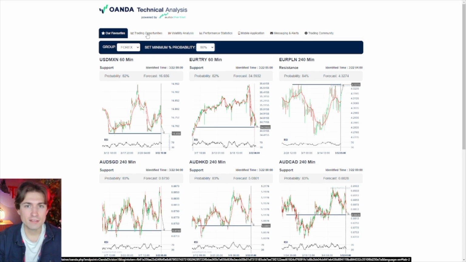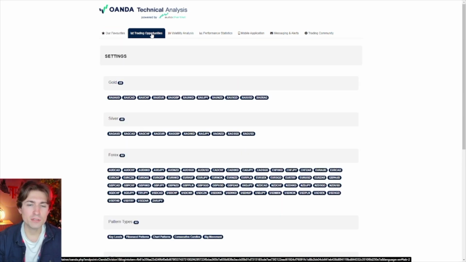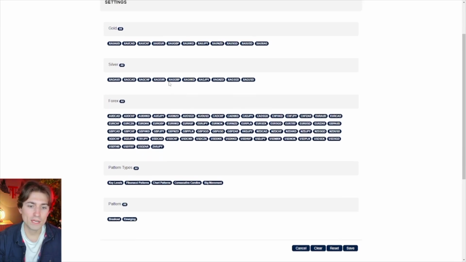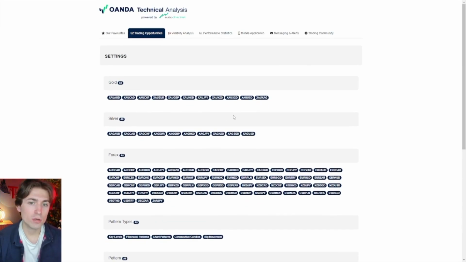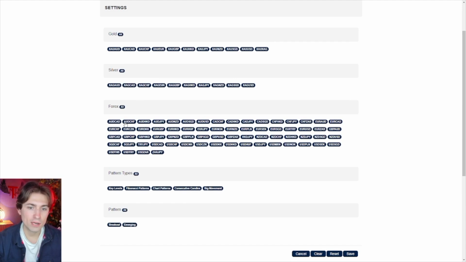So now if we go over to the next tab, you can see here's trading opportunities. And what I like about this quite a bit is that you can set all of your settings here basically to what you'd like to focus on. Here's Forex, right? And you can also even define which pattern types you would like to set up.